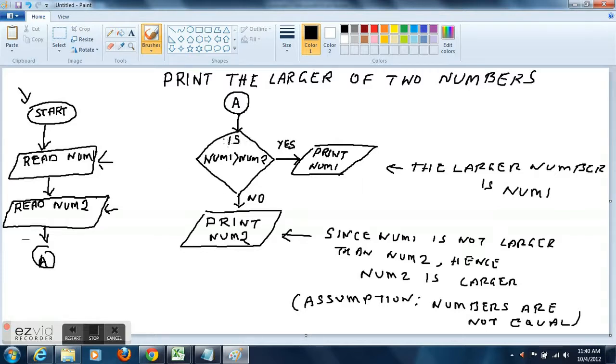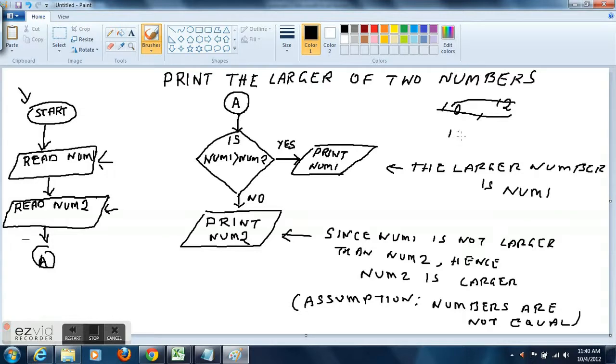Next comes a comparison statement, because I have to print the larger of these two numbers, so I need to find out which number is larger. So this statement is like this: is number 1 greater than number 2? Suppose number 1 is 10 and number 2 is 12. So I am comparing if number 1 is greater than number 2. In this case, number 1 is not greater than number 2. So that means number 2 is larger. So I will be printing number 2.